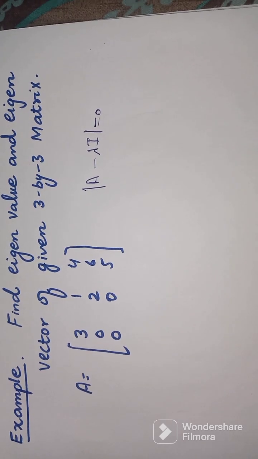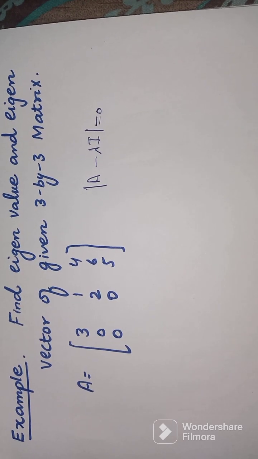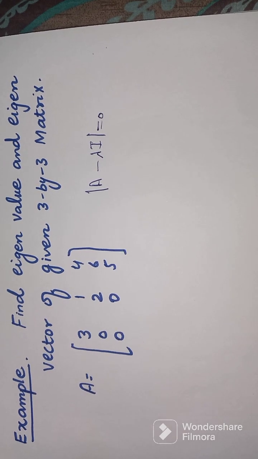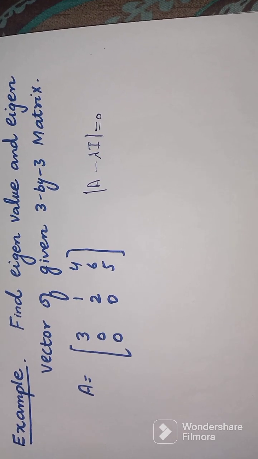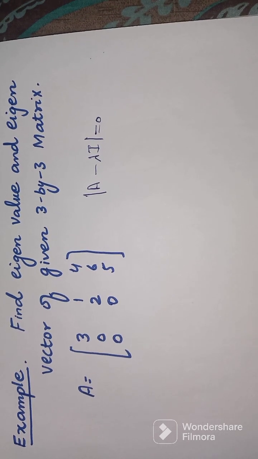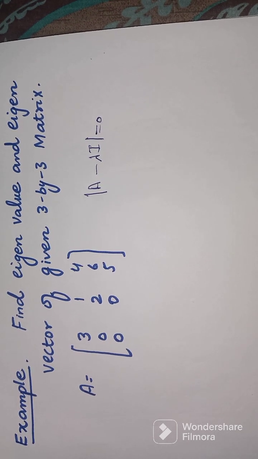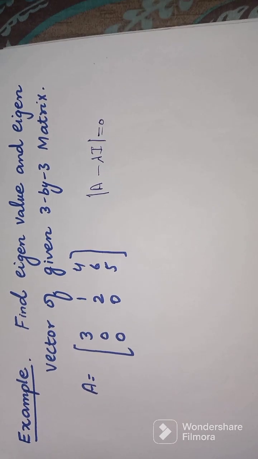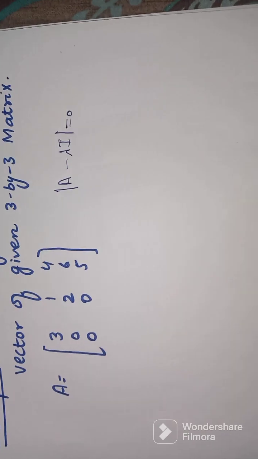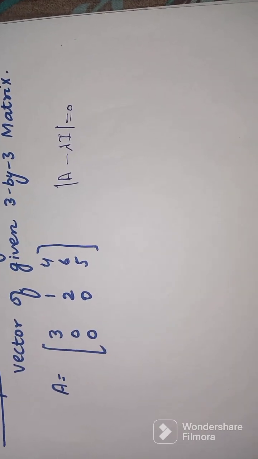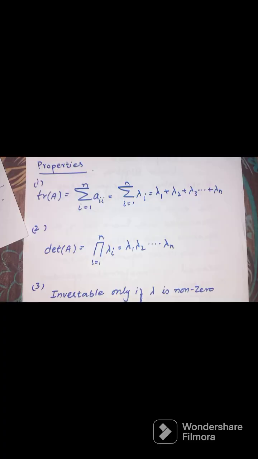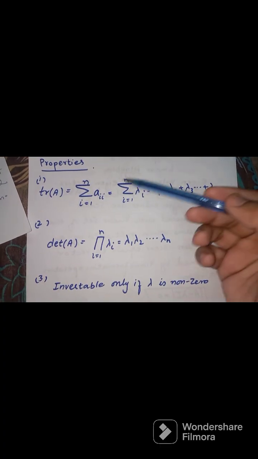In this equation, A is the given matrix, lambda is an eigenvalue, and I is an identity matrix. For a 3 by 3 matrix, the identity matrix is 1 0 0, 0 1 0, and 0 0 1. So this will be our 3 by 3 identity matrix. Let me write this equation, A minus lambda I, for you.